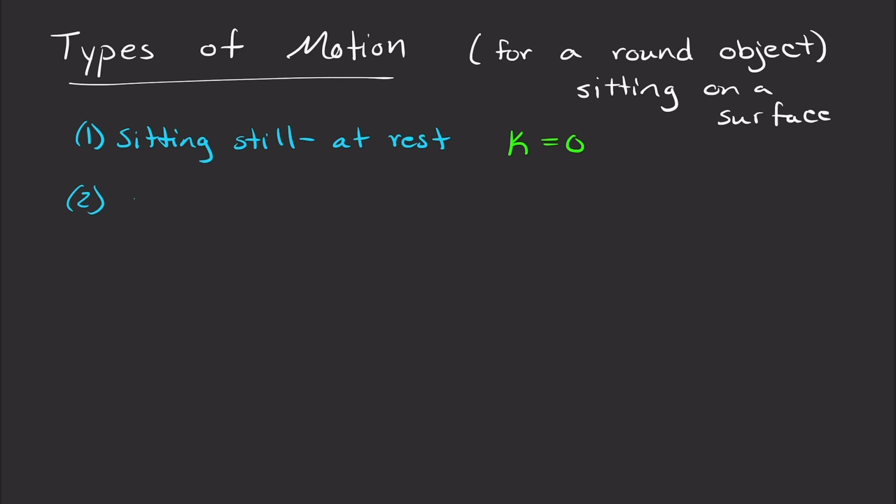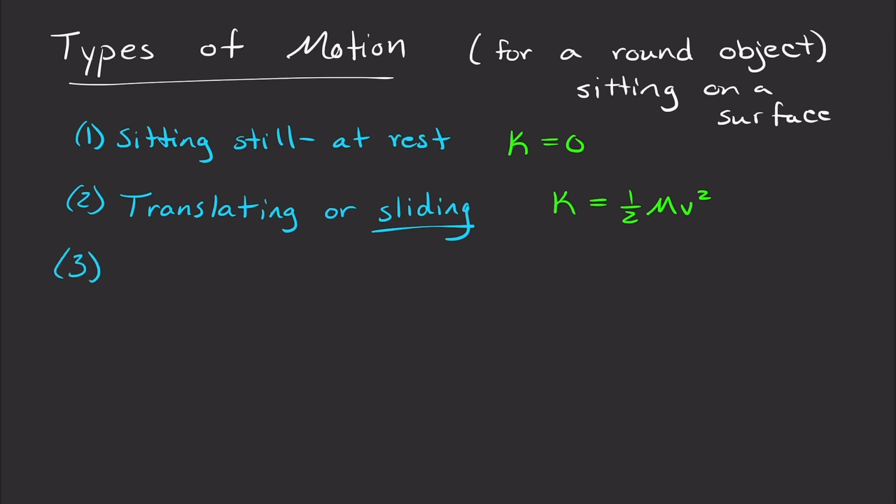Well, then the next easiest case is if you're translating, so it's moving left and right or up and down. If it's moving across the surface, then this may also be called sliding. Okay, so sliding is another word for translating across the surface. Well, then you just have translational kinetic energy, so 1/2 Mv squared.